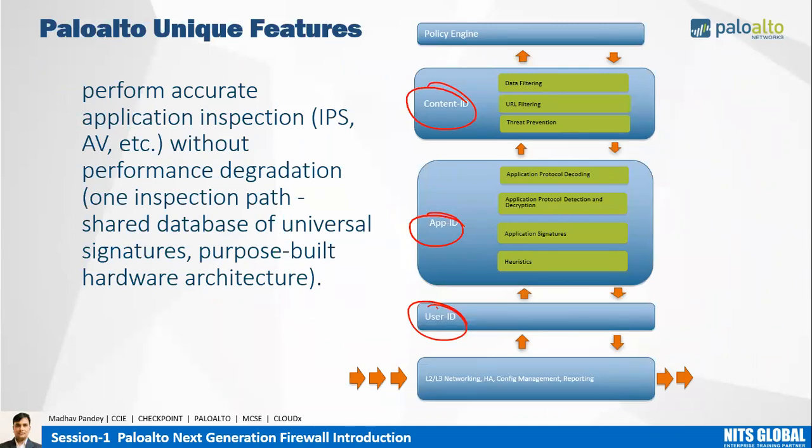So the very first feature, if we take it from the beginning, is the User ID feature. This is a unique feature. Palo Alto is chasing the market based on these three core features, which are extraordinary compared to others. All right, so what is this feature basically?